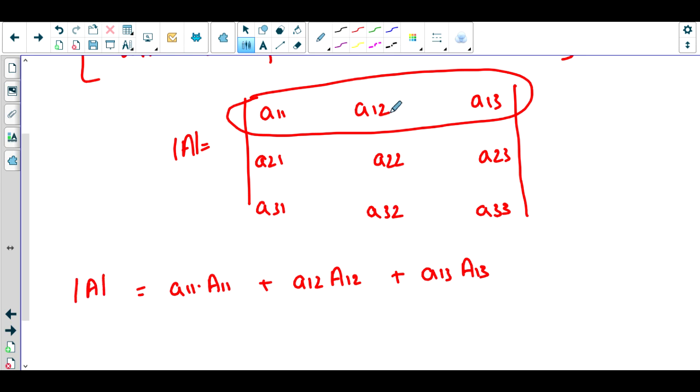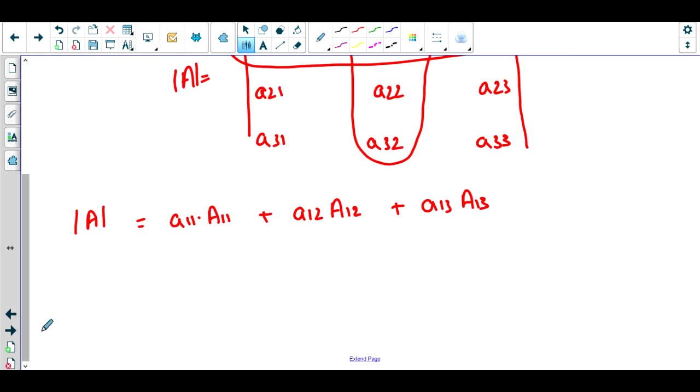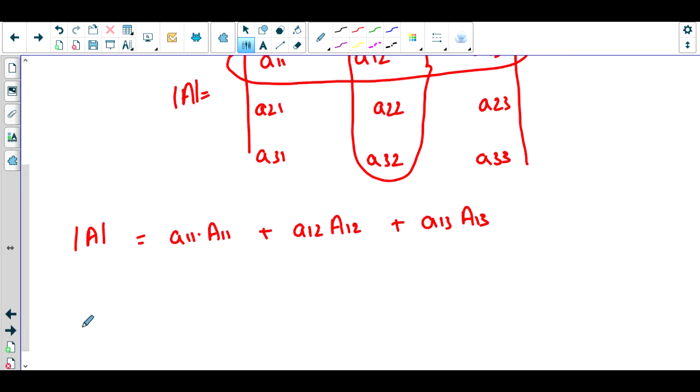Take any row. If you don't want this row, you can take the column also. Take this column, complete column, not partial. In this case, you have mod of A equals A12 into A12 cofactor plus A22 into A22 cofactor plus A32 into A32 cofactor. Agree? Okay.